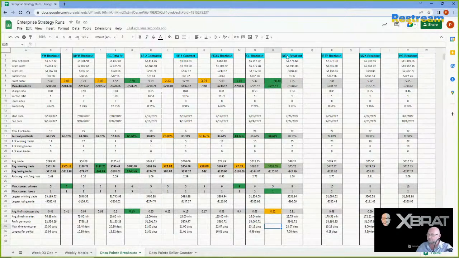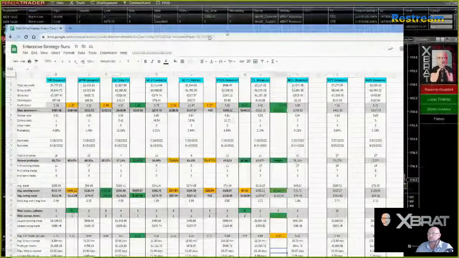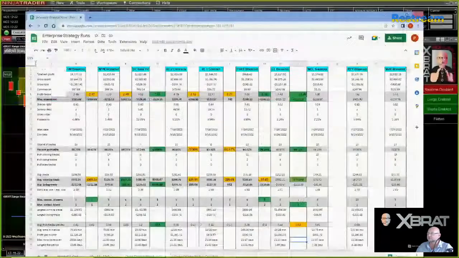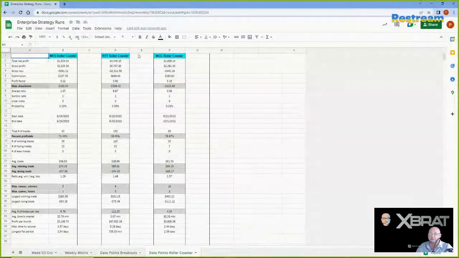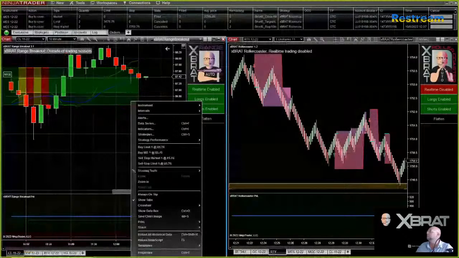I just wanted to show what I do there. So again, look, at the end of the week, unless we have a lot of winners or a lot of losers, we are not going to change it. Okay. So let's now go to the data points for the roller coaster. So MGC roller coaster, let's bring that over.